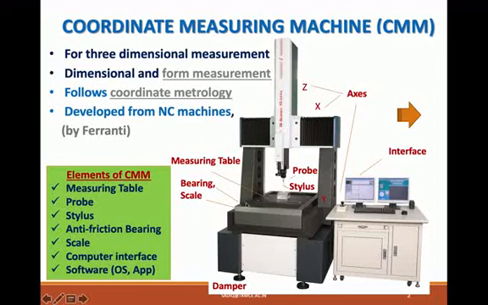There are anti-friction bearings here, and on the axis there are scales. There is a computer interface. There is software. The software includes the operating system, which can be Windows, Linux or Unix, etc. And it will have application software provided by the company, and the software will be controlling this machine. Now let us see what a form measurement is.